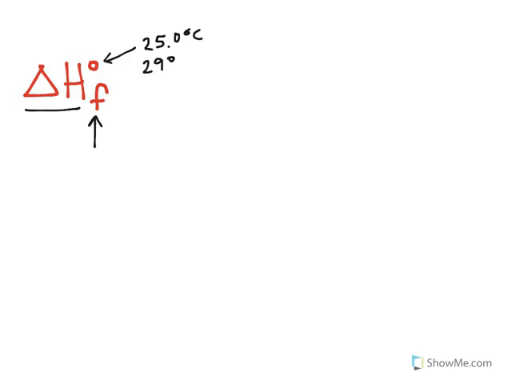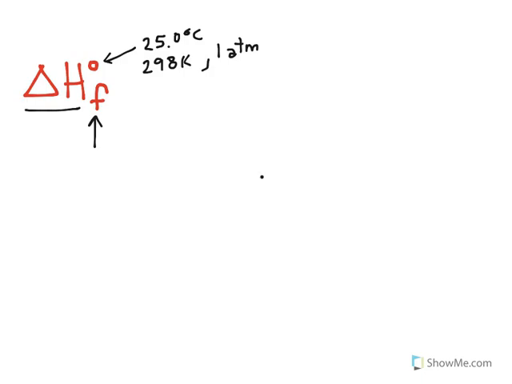So, introducing standard heat of formation, which is represented by this symbol here. So, delta H, that's your heat change. That should be pretty obvious. Formation is represented by that F, and that symbol there represents standard conditions. Now, in terms of enthalpy, standard conditions means 25 degrees Celsius or 298 Kelvin, and it also means 1 atmosphere. So, any other conditions would not be considered standard conditions in terms of standard enthalpy.